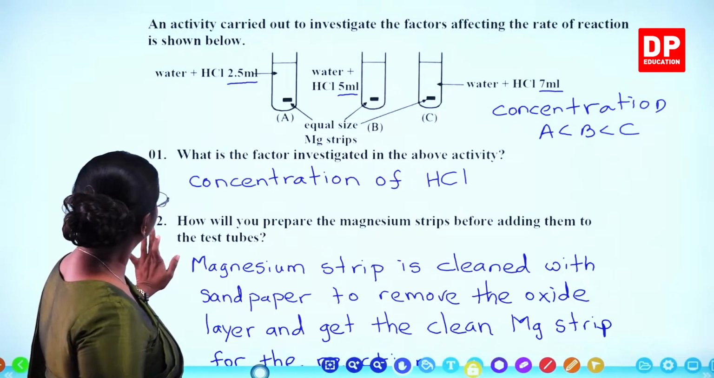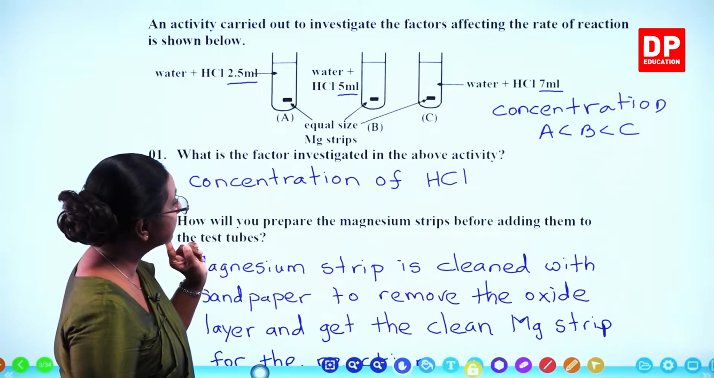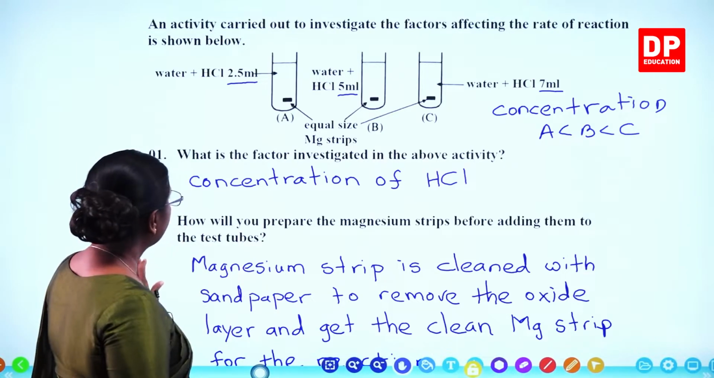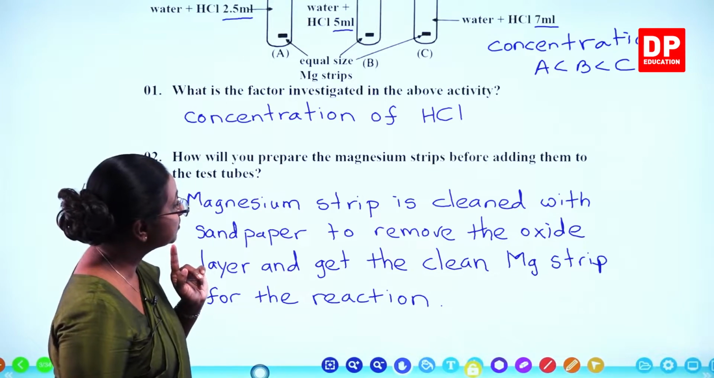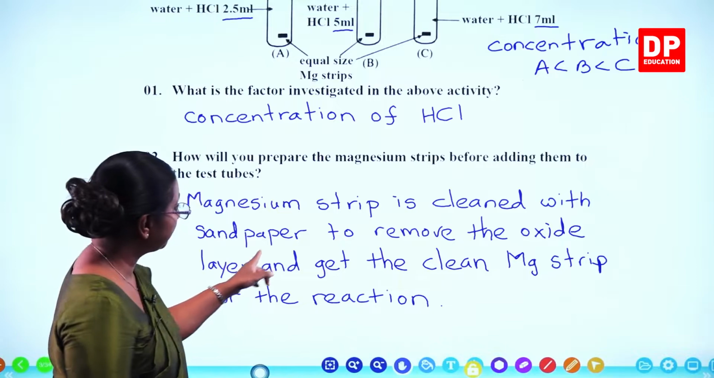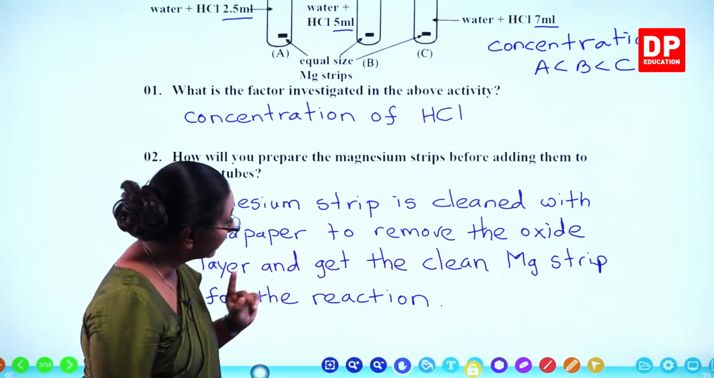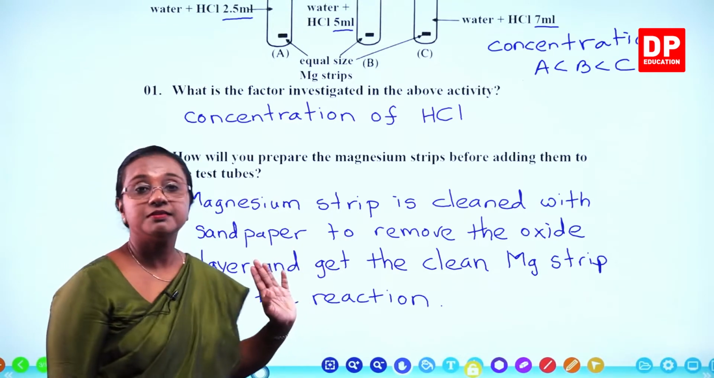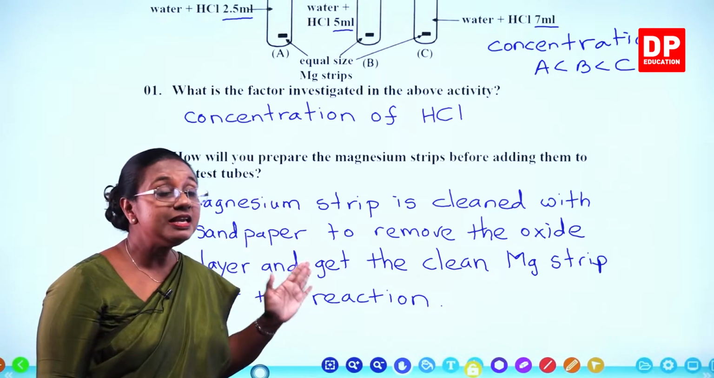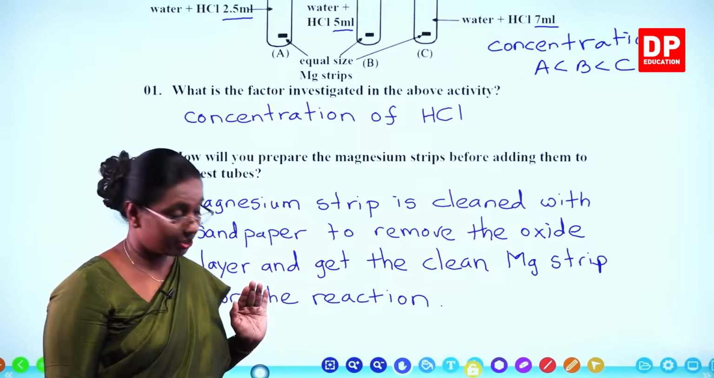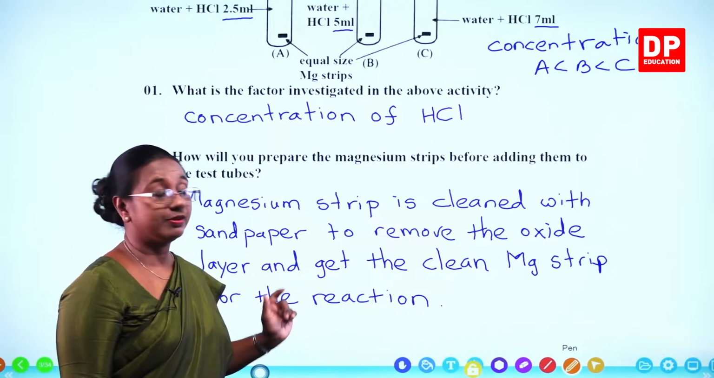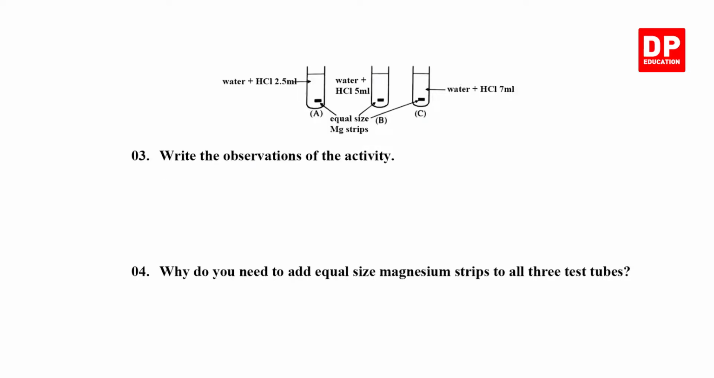If we look at the questions, what is the factor investigated in the above activity? It is the concentration of hydrochloric acid. And how will you prepare the magnesium strips before adding them to the test tube? Magnesium strip is cleaned with sandpaper to remove the oxide layer and get the clean magnesium strip for the reaction. So before the activity you clean it and then you put the clean magnesium strip into the test tube. So those are the answers for these questions, but the questions are continuing. So we'll move on to the next slide.